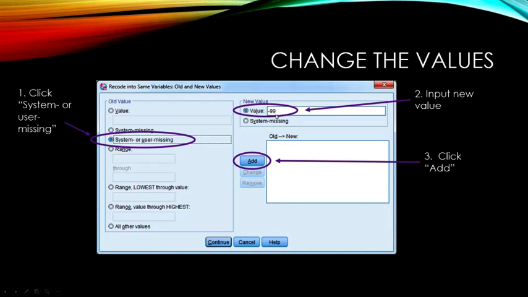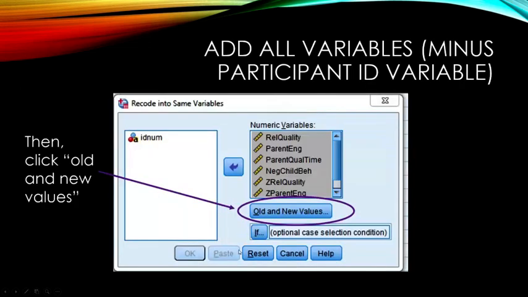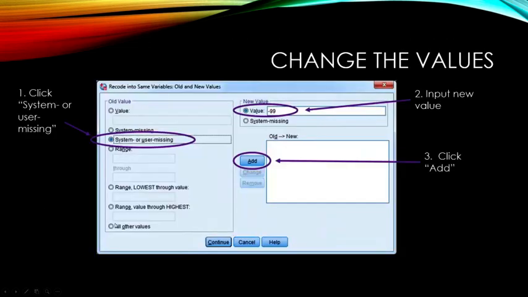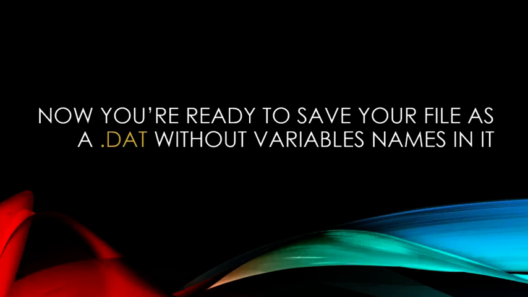I always just put -99 because it stands out like a sore thumb and it's easy to see. And then you just click Add. So it'll throw that over here, hit Continue, and then you hit OK. So once you do that, you've now coded all of your missing to -99. And we're ready to actually save it as a .dat file now.